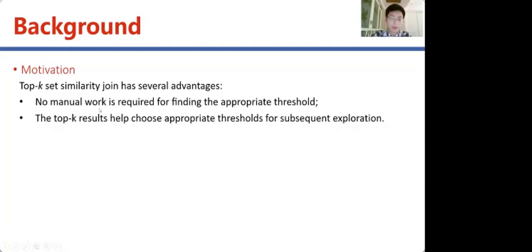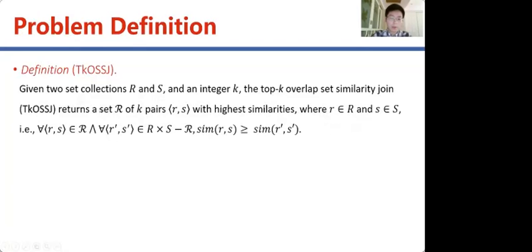functions. The top K overlap set similarity join, TKO-SSJ, is defined as follows. Given two set collections R and S, and an integer K, the TKO-SSJ returns a set of K pairs with the highest overlap similarities.